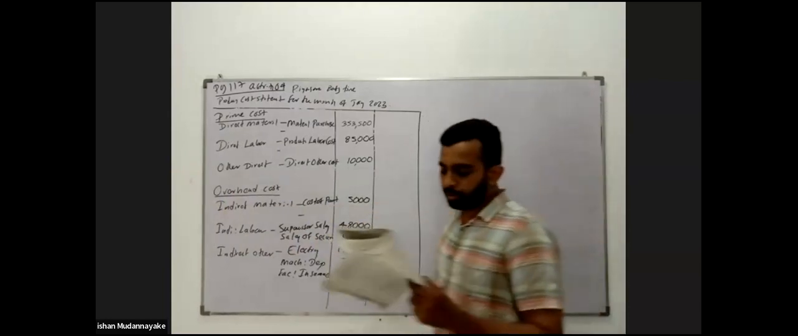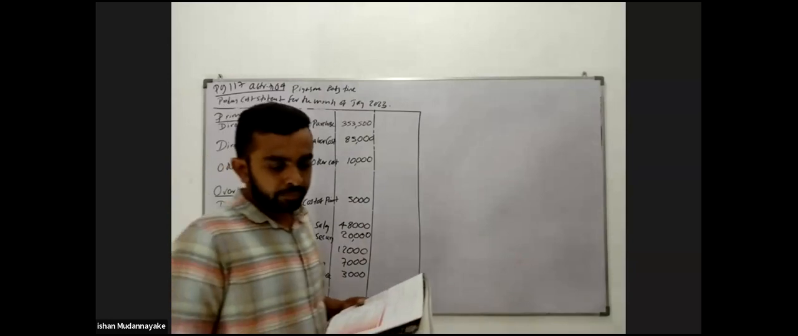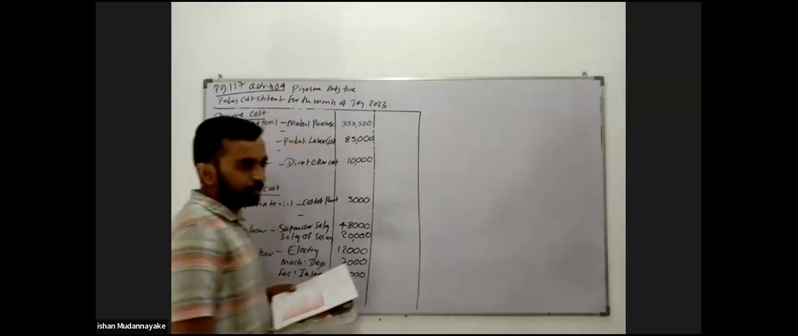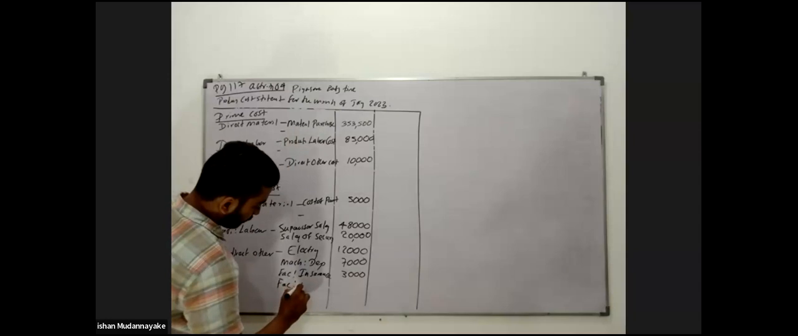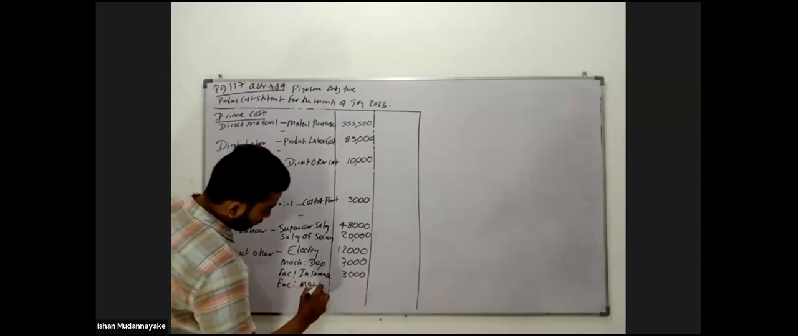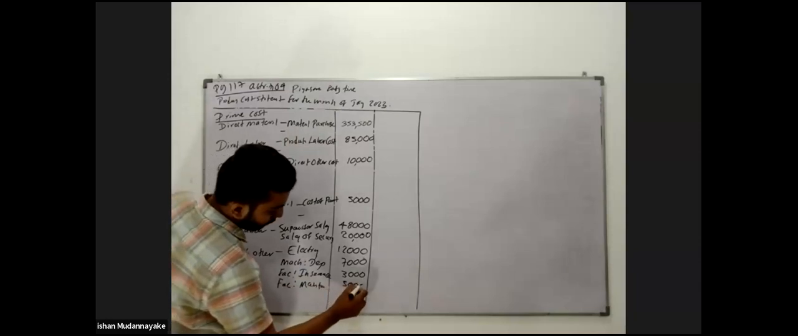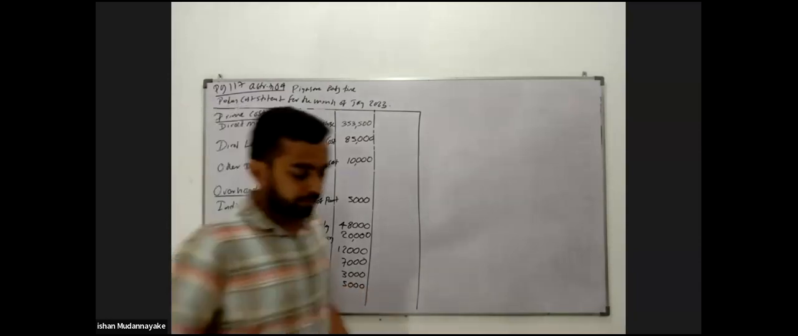And the next one, factory maintenance cost. How to classify? Factory maintenance cost is indirect other. Factory maintenance, indirect other, 5,000.